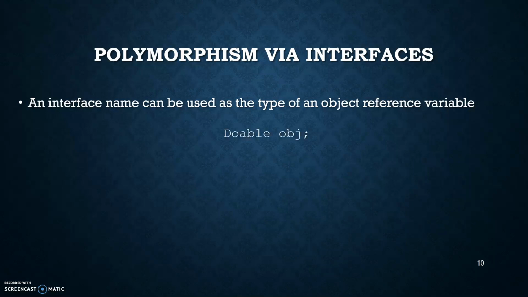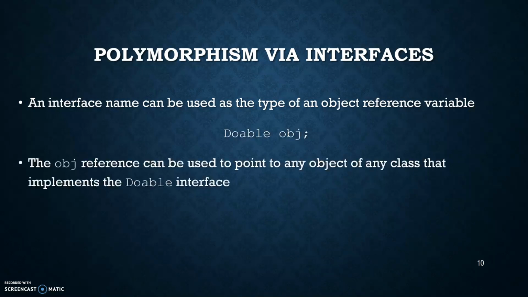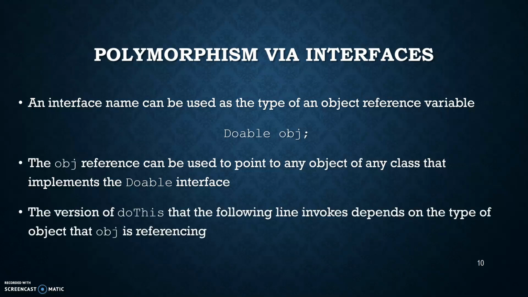For example, Doable obj. The obj reference can be used to point to any object of any class that implements the Doable interface. The version of doThis that the following line invokes depends on the type of object that obj is referencing.